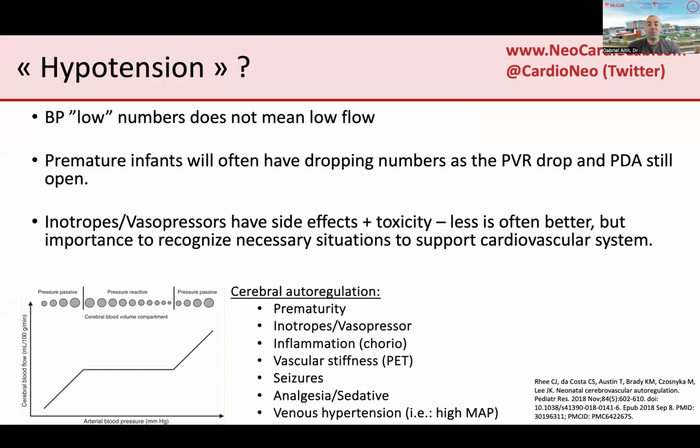We know that inotropes and vasopressors have side effects and toxicity. And I tend to be of the philosophy that less is often better without necessarily neglecting these babies. And so it's important to recognize the necessary situations to support the cardiovascular system. Why is it important to support the cardiovascular system in some of these patients that have a pathological situation is that we want to avoid being in a situation where you have a pressure-passive brain circulation. And we know the cerebral autoregulation can be affected by prematurity and some of these other things which I've mentioned prior.